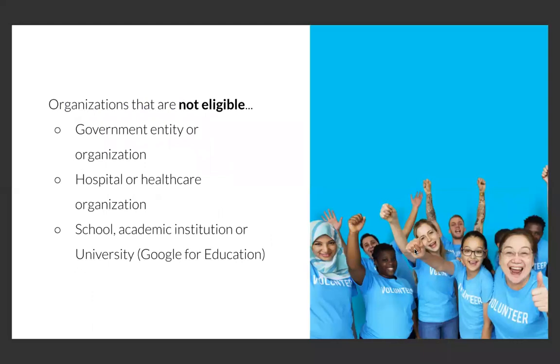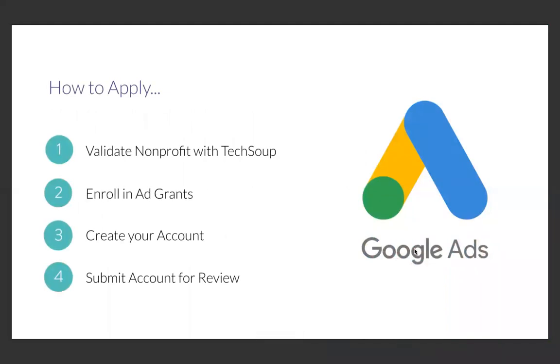All right, so some organizations that are not eligible: if you are a government entity, a hospital or in the healthcare sector, and also any schools or academic institutions like universities, you are not qualified for Google for Nonprofits. So again, 501c3, and mainly these three points would be a reason why you would not be eligible for the grant.